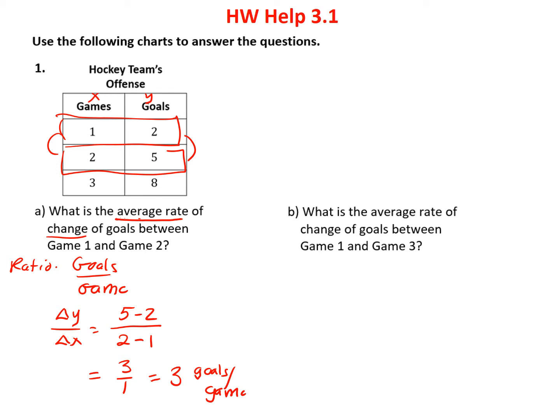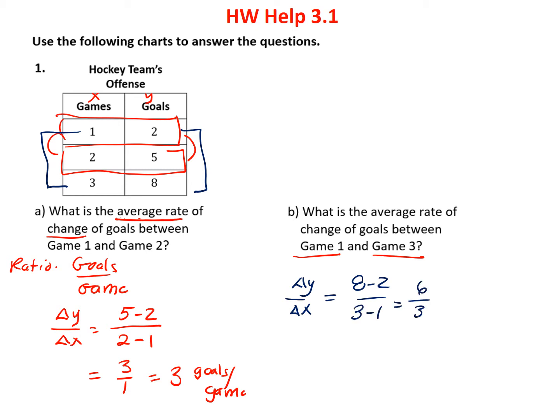Now, the next time they ask, what is it between game 1 and game 3? Let me change ink to make this clear. Now we're going from game 1 to game 3. So once again, the change in Y goes from 2 to 8, so it's 8 minus 2, and here from 1 to 3, so it's 3 minus 1. So the change is 6 over 3, and over that range, the change is 2 goals per game.